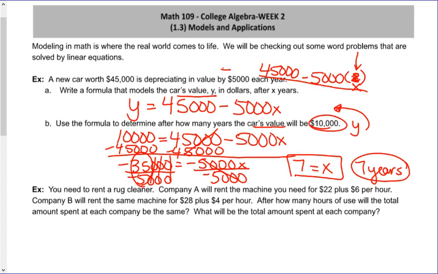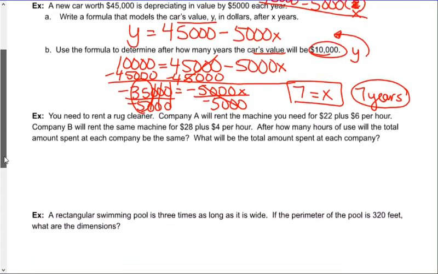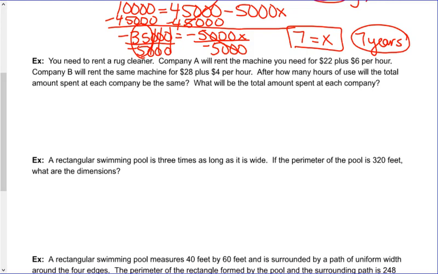Okay? All right. Let's try moving on to the next one. It says that we have to rent a rug cleaner. Company A will rent the machine you need for $22 plus $6 per hour. So that's a rate of change. That's something that's changing every time. So that's probably where your variable is going to go. Company B can rent the same machine for $28 but $4 per hour. After how many hours of use will the total amount spent at each company be the same? And what will that total amount be?